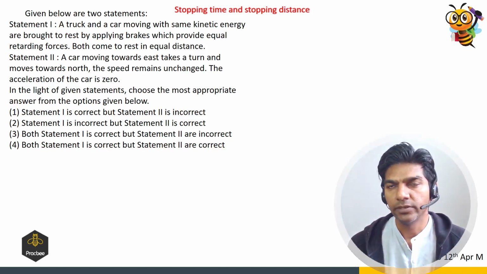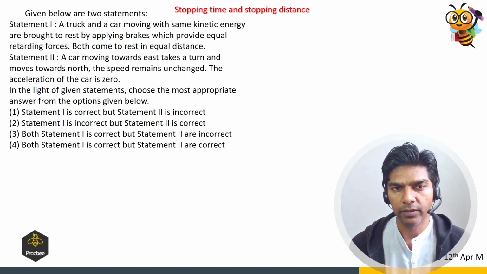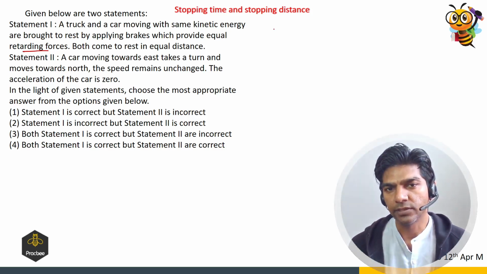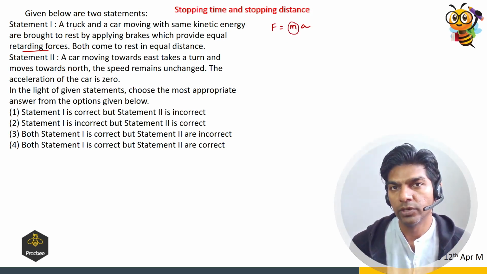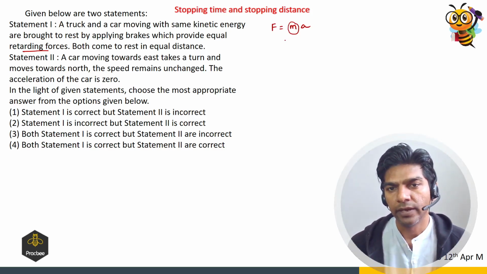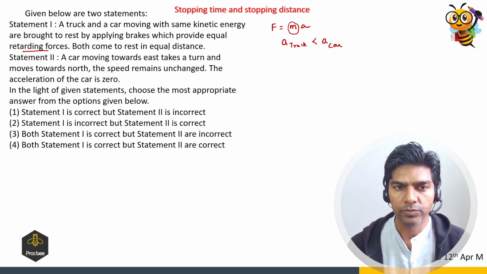Given below are two statements. Statement 1: a truck and a car moving with the same kinetic energy are brought to rest by applying brakes, which provide equal retarding force. So it means we have a truck and a car, right? Retarding force is the same, and force is mass times acceleration. And we know that the truck is much heavier as compared to the car. So since mass is more, the acceleration of the truck will be less than the retardation of the car. Both come to rest in equal distance.